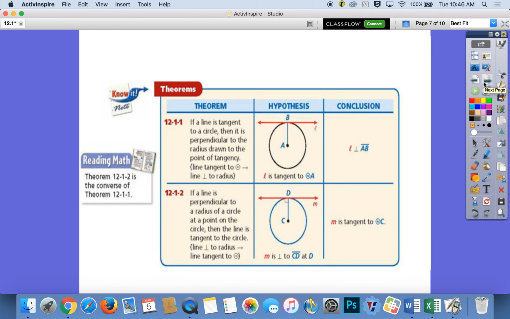All right, last theorems that we're going to deal with. We have 3 of them. So if a line is tangent to a circle, it's perpendicular to the radius drawn to the point of tangency. All right, so I would just write this down, you guys. If a line's tangent to a circle, the line's perpendicular to the radius.